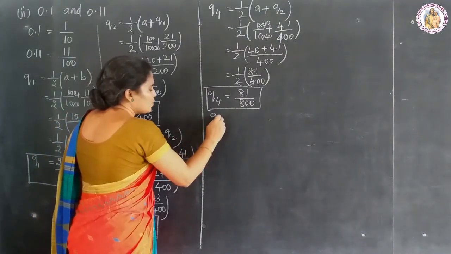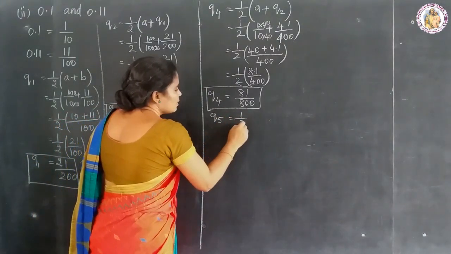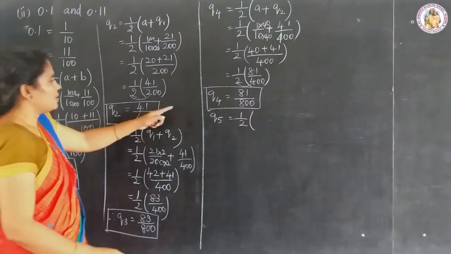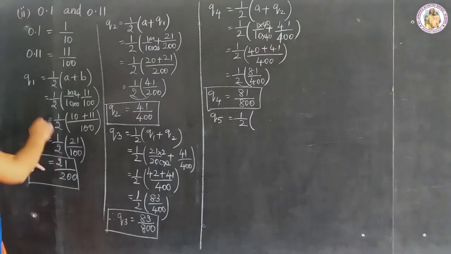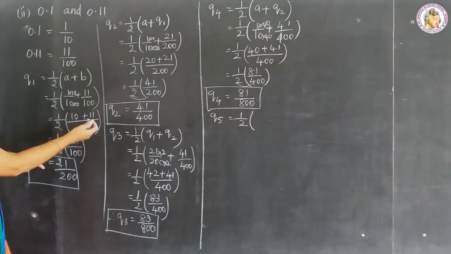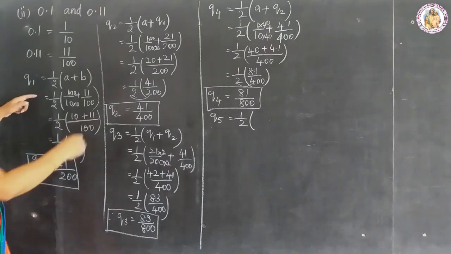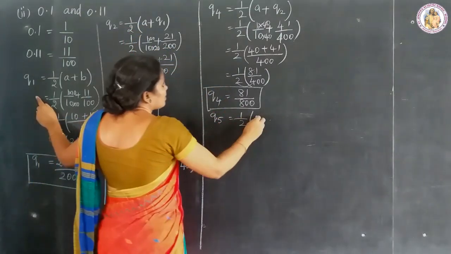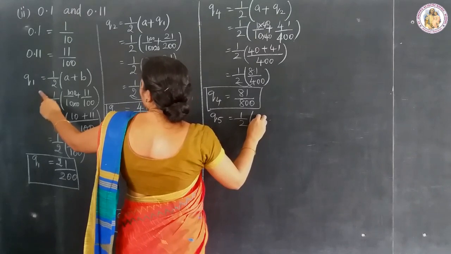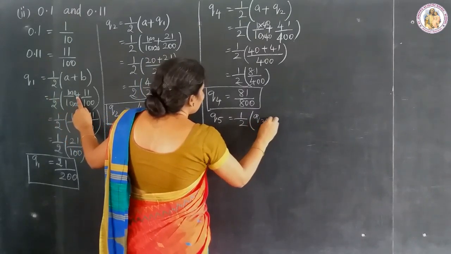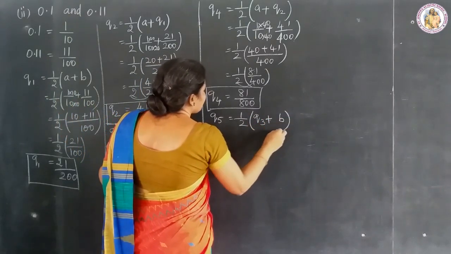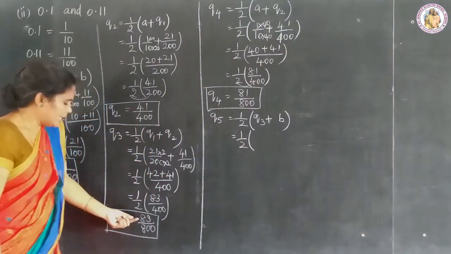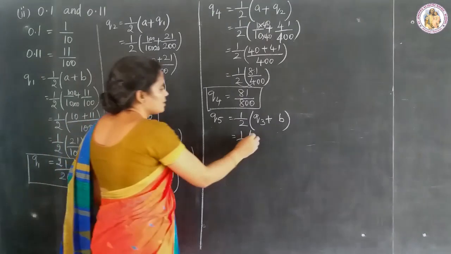Okay, then to find Q5, 1 by 2. Since Q3 and Q4 is greater, you can change. Either you can take B plus Q2 or A plus Q2. Already we have taken A plus Q2, so go with Q3 plus B. So 1 by 2, Q3, we have 83 by 800.